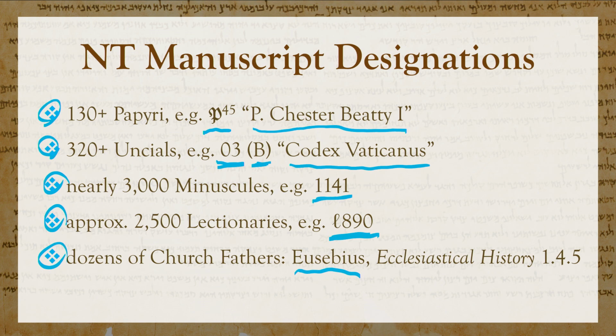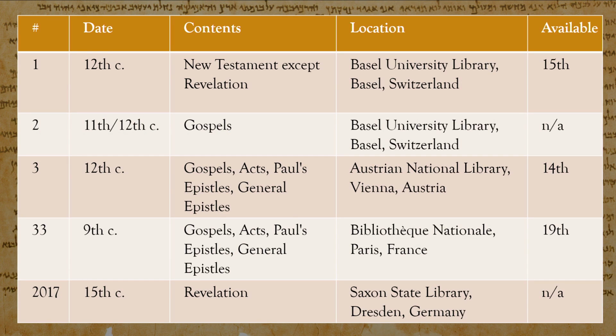And then as far as citing a church father, usually you just put the name of the church father, the name of the book, and then the reference in the book. So book 1, chapter 4, paragraph 5. All right, so let's look at some minuscules. Here are 5 minuscules, number 1, number 2, number 3, number 33, and number 2017. Okay, that's the name of the manuscript. And you can see each one of them has different contents.